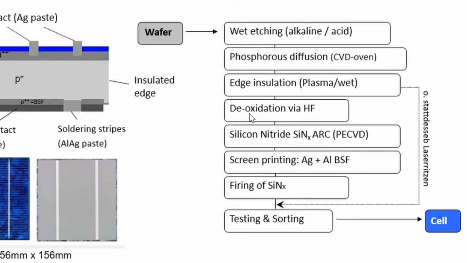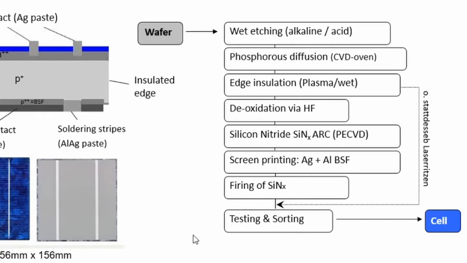And then, due to the high temperature, you have oxidation of the silicon. You want to remove the silicon oxide, and this you do in this step via HF acid. And this is a step where you apply the anti-reflective coating via silicon nitride. Then you do the screen printing for the contacts on the front, as I told, by silver, and the back via the aluminium, which is responsible for the back surface field. Then you do the firing of the silicon nitride anti-reflective coating, so another oven, and then the solar cell is ready. You sort it according to the short circuit current.